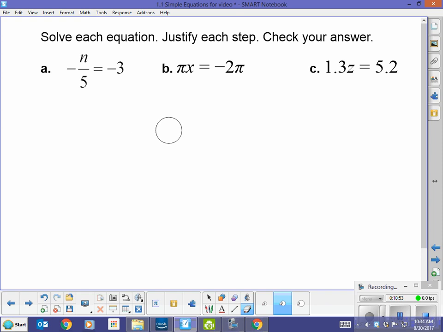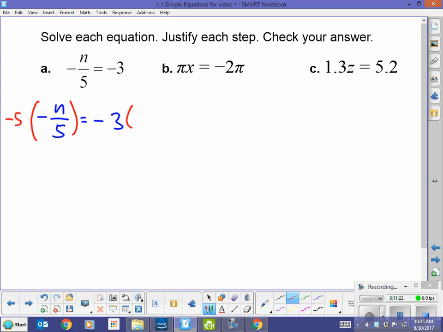All right, so let's do this equation here. Since I want to isolate the n, I can think of this as n divided by negative 5, which means in order to isolate the n, I want to multiply this side by negative 5. And I want to multiply the other side also by negative 5. So this is the multiplication property of equality. Okay, let's simplify. So this side, negative 5 divided by negative 5 is a 1. So 1 times n is n. And over here, negative 3 times negative 5 is positive 15.